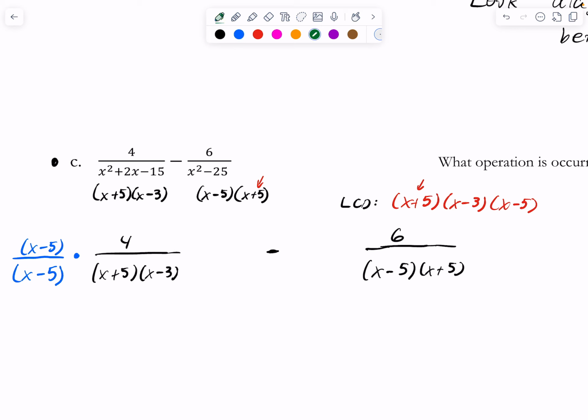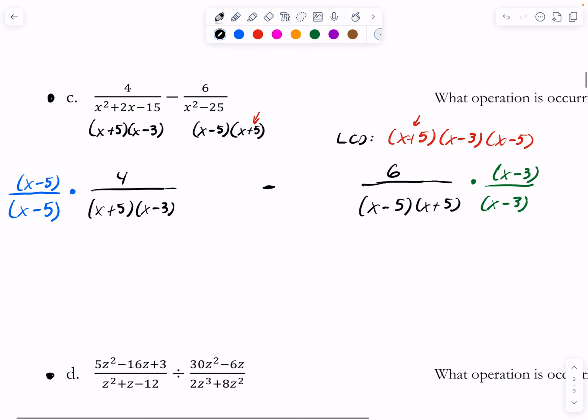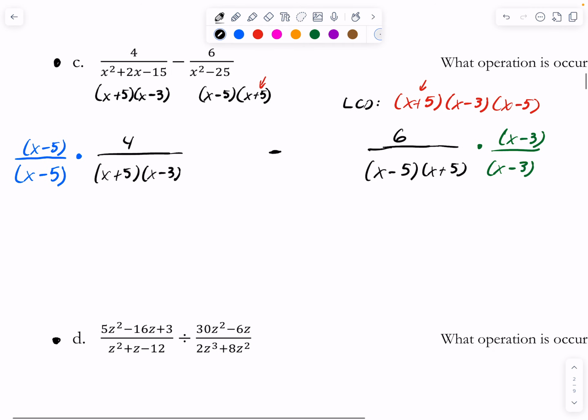Same thing on this other side. This one needs an x minus 3 in the bottom, so it can look like that common denominator. And so also the top is going to have the x minus 3. All right, so now I'm just going to go ahead and distribute to get 4x minus 20. Now it's up to you. Some students like to keep the subtraction, distribute the 6, and then do the subtraction. I would highly encourage you just to distribute the negative with the 6.